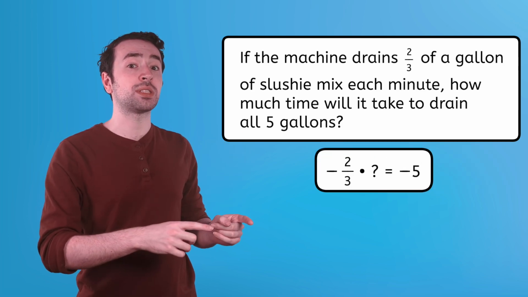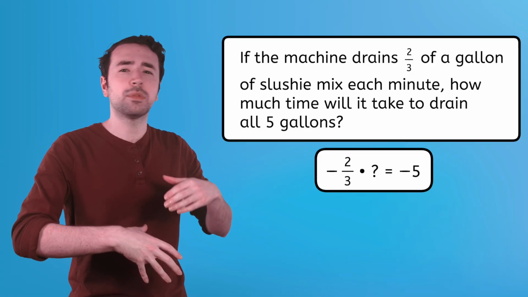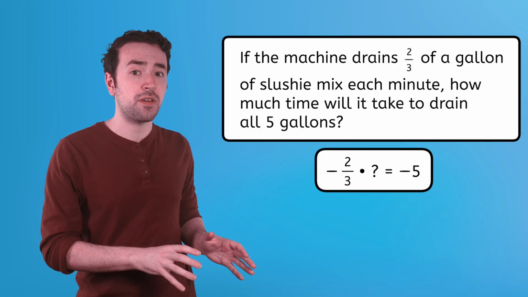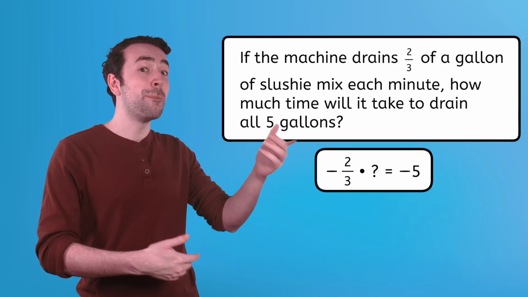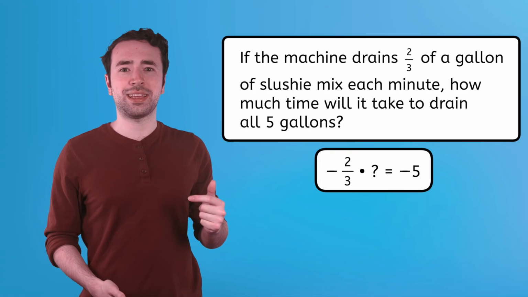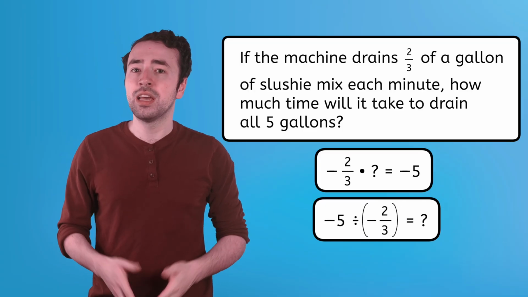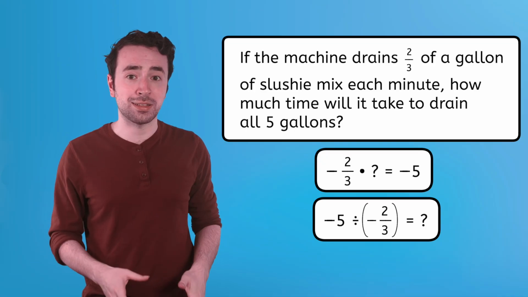This means we can represent our situation by multiplying negative 2/3 by some amount of time to get a total change of negative 5. How can we figure this out? We can work backward and divide it. We should divide negative 5 by negative 2/3 to find how long it'll take to drain all 5 gallons.